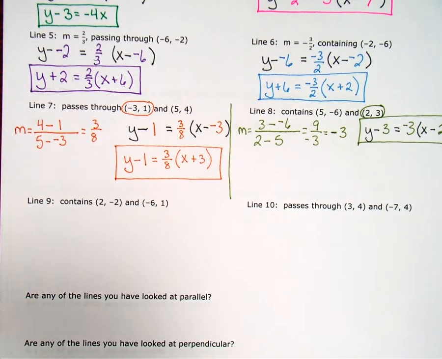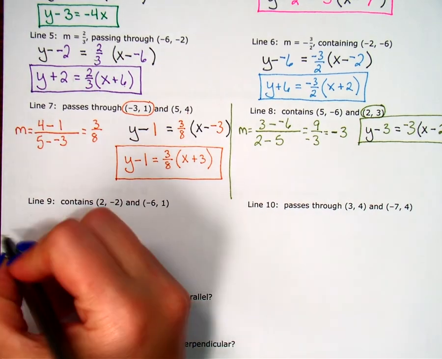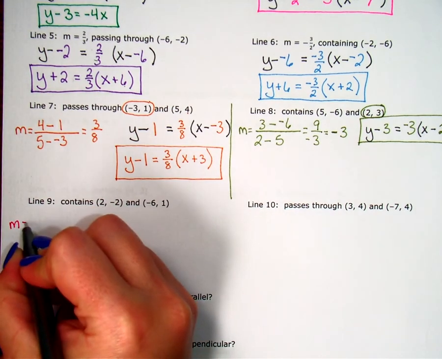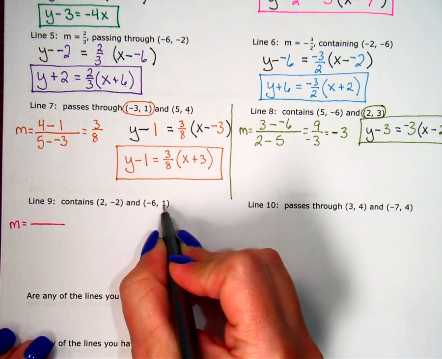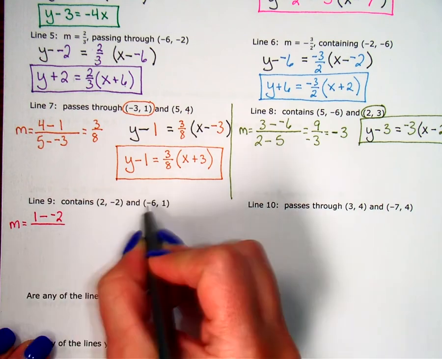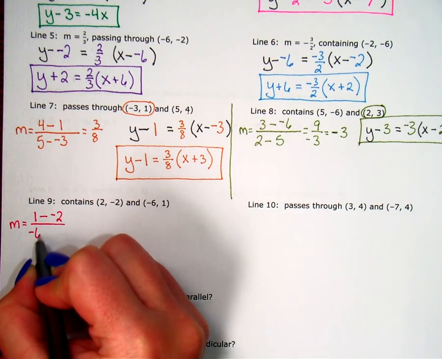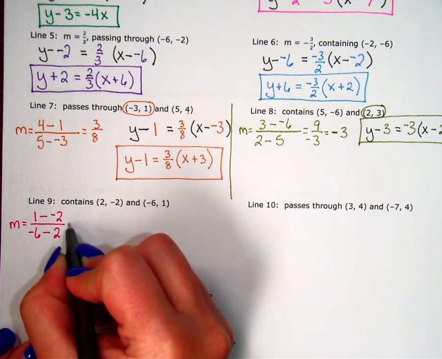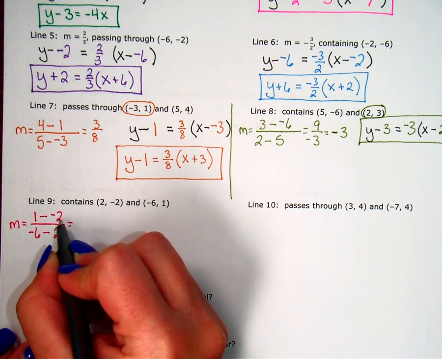Number 9 and 10, they're both, again, the same thing. We're going to have to find the slope and then plug the slope along with one of our points into the equation. So my slope equals, start with your second y, 1 minus negative 2 over negative 6 minus 2. This is really 1 plus 2.